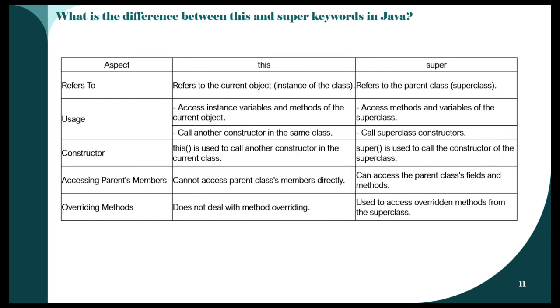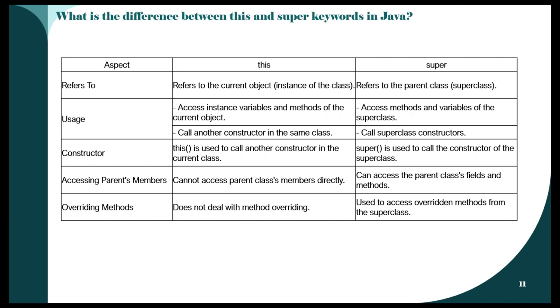Now when you compare these two in terms of referring, this is going to refer to the very current object, that is, the instance object, basically, right? But when you are referring to super, it is going to refer to your parent. That's what the super keyword means, right? So super is what we use when we are going to refer to our original parent.